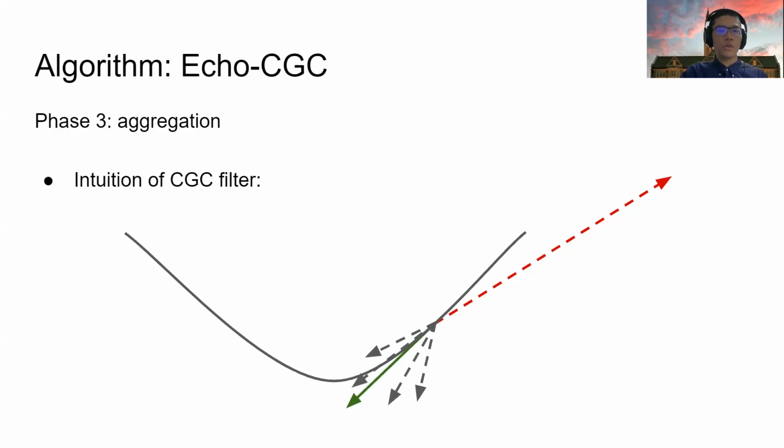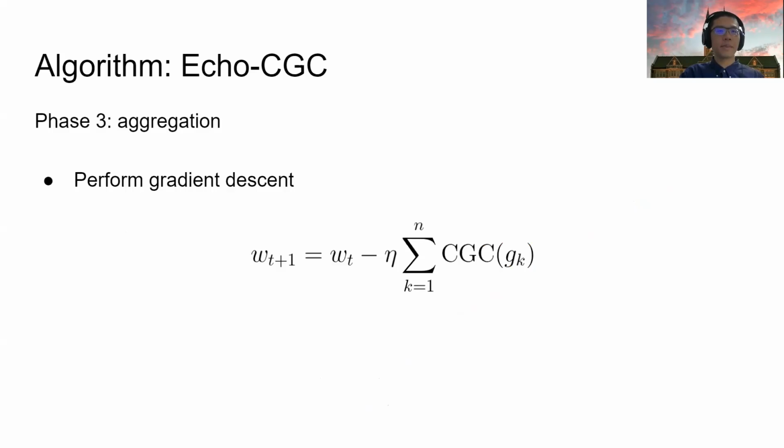Therefore, we want to reduce the negative impacts of the faulty gradients by scaling down their norms. And we actually proved that as long as there are sufficient fault-free workers, the overall direction is always close to the true gradient. And finally, the solver performs the gradient descent using the sum of all CGC filter gradients. And this concludes round T.